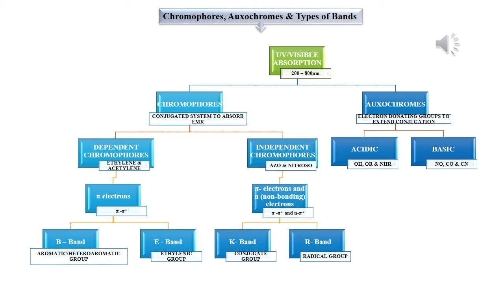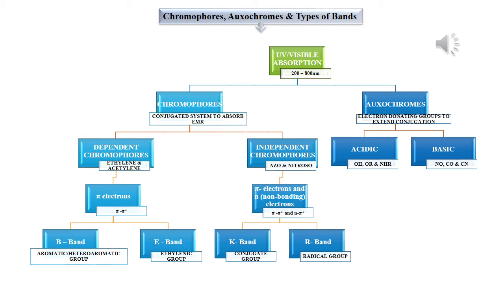Now we'll see what the types of chromophores and oxochromes are. There are two types of chromophores, dependent chromophores and independent chromophores. Dependent means it will depend on some other chromophore for imparting color. Independent chromophore means the compounds themselves will have color. Examples are azo and nitroso. These compounds have color on their own, whereas ethylene and acetylene have to depend on some other chromophores to impart color.